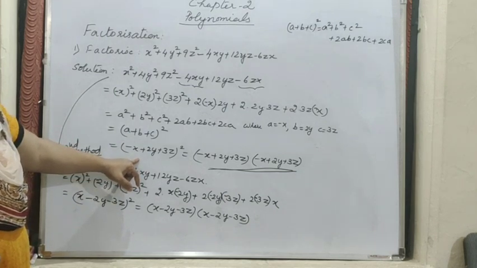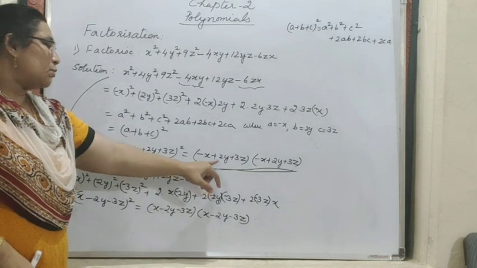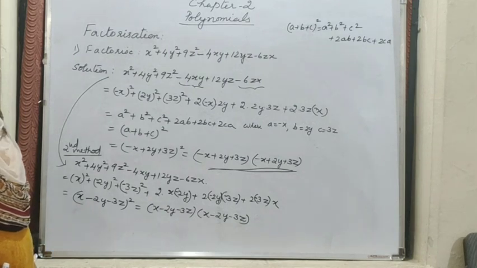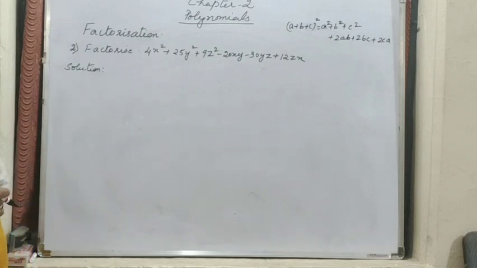What is the answer for me now? Minus x plus 2y plus 3z whole square equal to minus x plus 2y plus 3z into minus x plus 2y plus 3z. Next question, factorize 4x square plus 25y square plus 9z square minus 20xy minus 30yz plus 12zx.